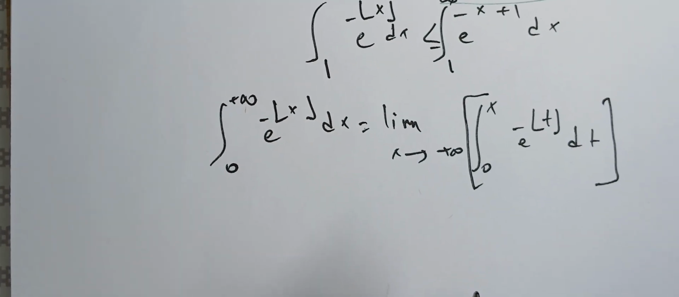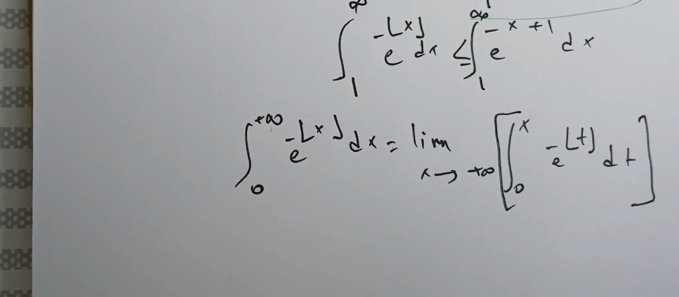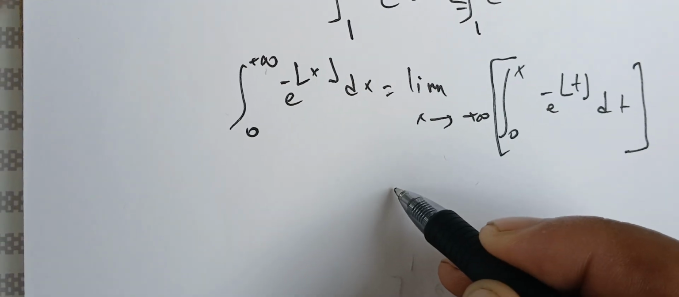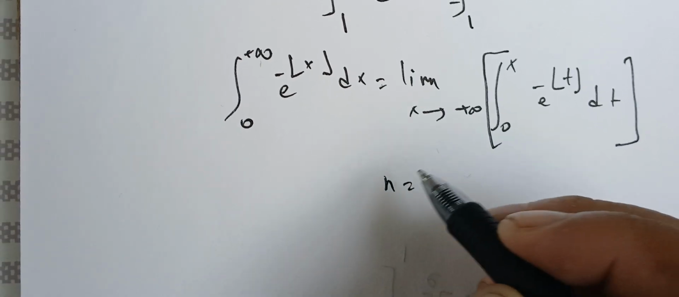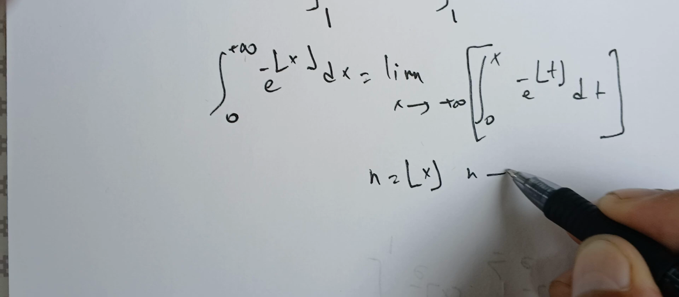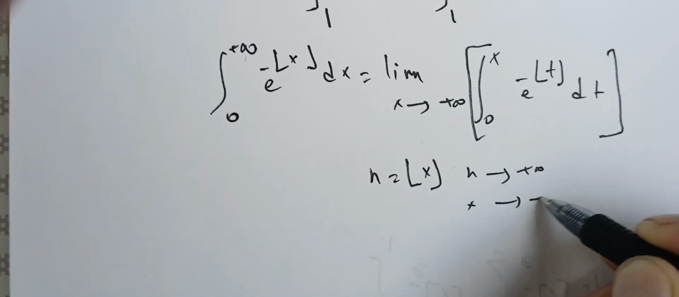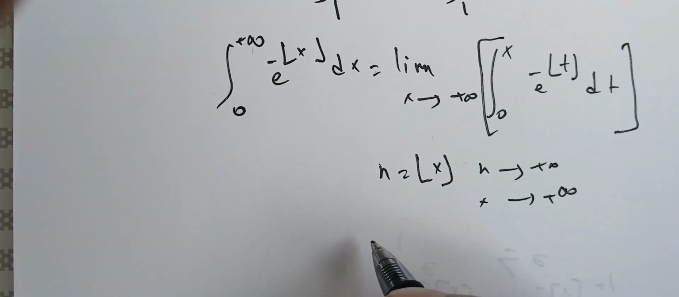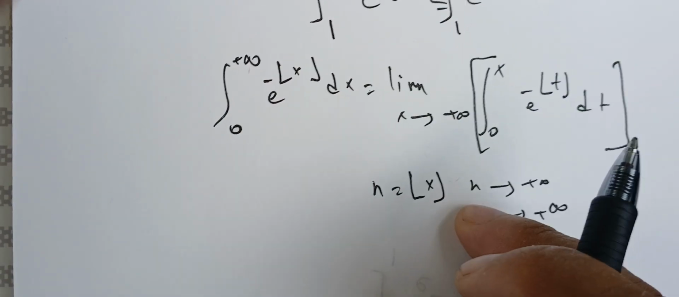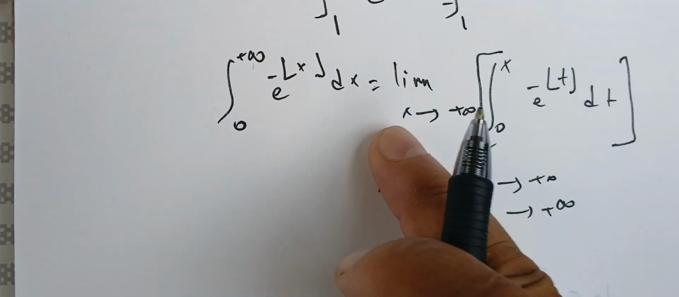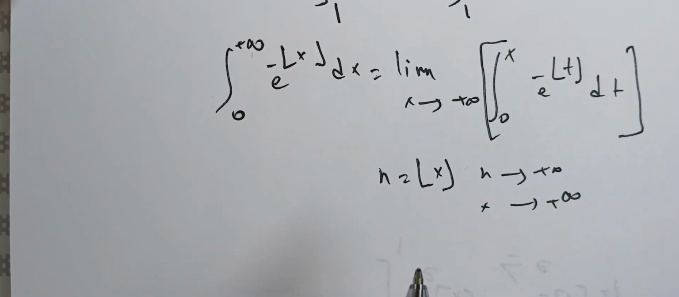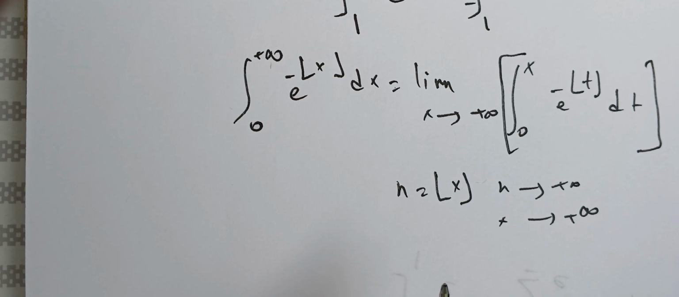So one key idea is that if n is the floor of x, then as n goes to infinity, x will go to infinity as well. So this is the key that we're going to use here. So if x goes to infinity, then n, which is the floor of x, will go to infinity. Easy to compute using the squeeze theorem.